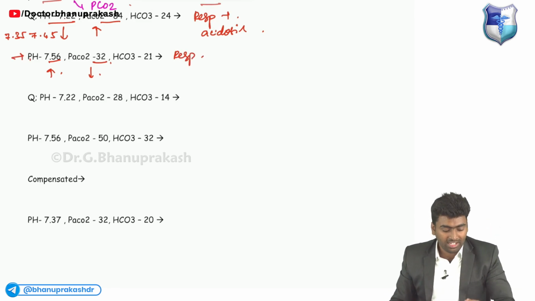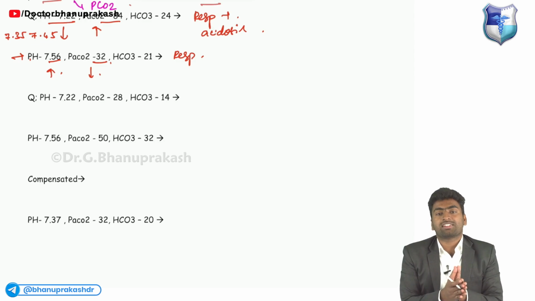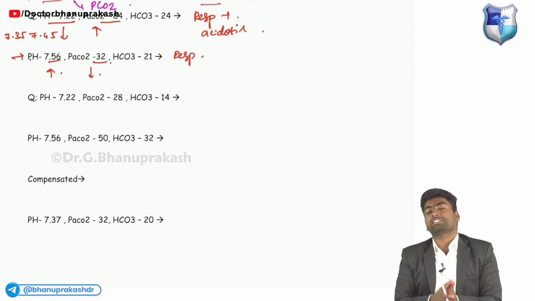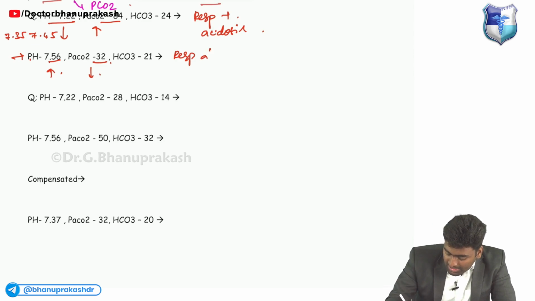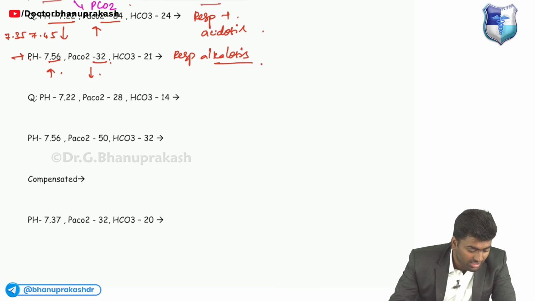If we look at the pH, what is it? Acidosis or alkalosis? If the pH is less, we'll call it acidosis. If the pH is more, we'll call it alkalosis. So the pH here is higher, so we'll call it respiratory alkalosis. Respiratory alkalosis. Yeah, good Dr. Anar. Good Dr. Shanavas. Yeah, guys, we're getting it correct.